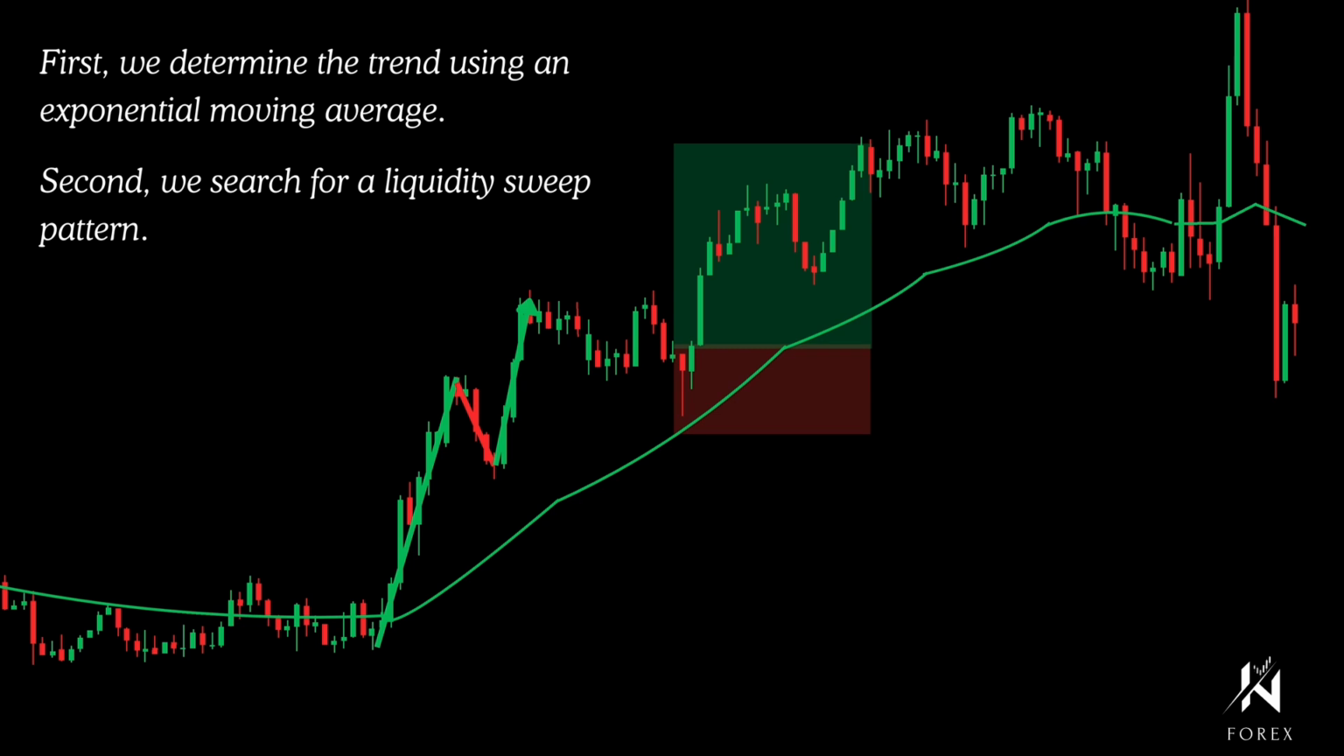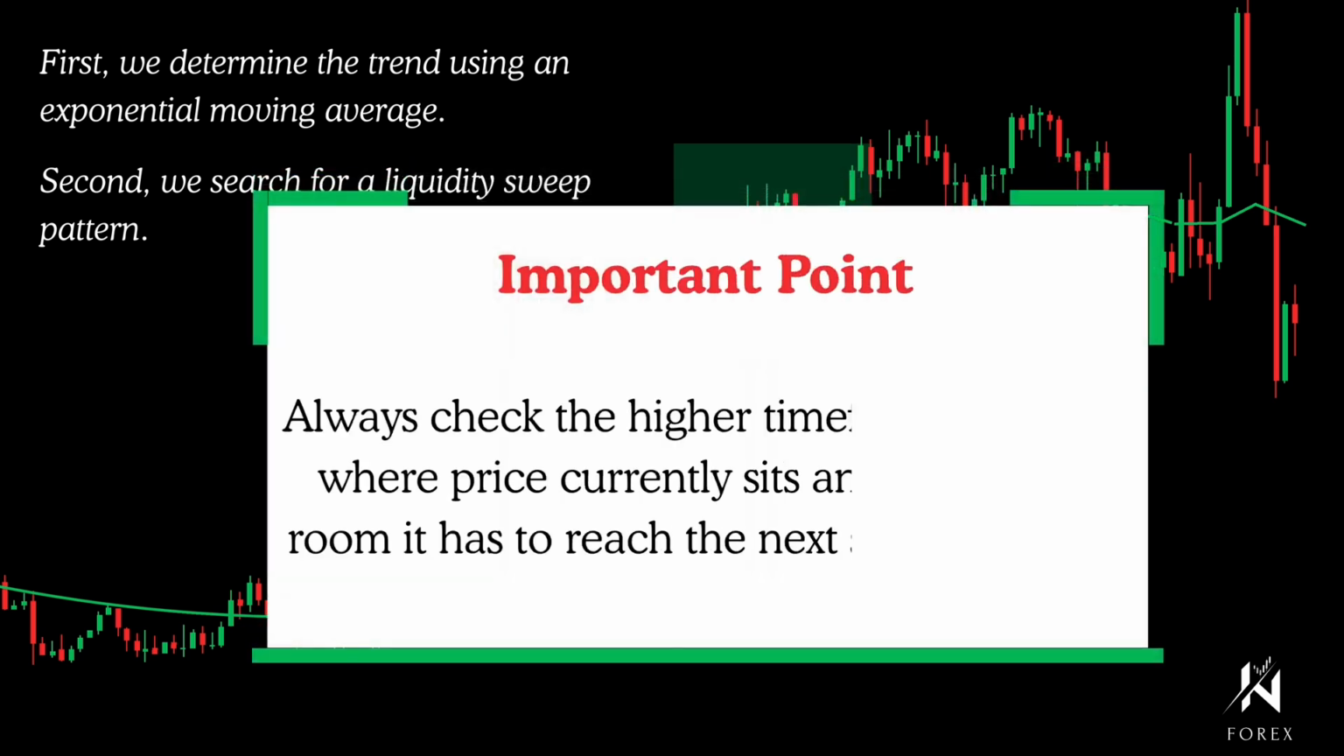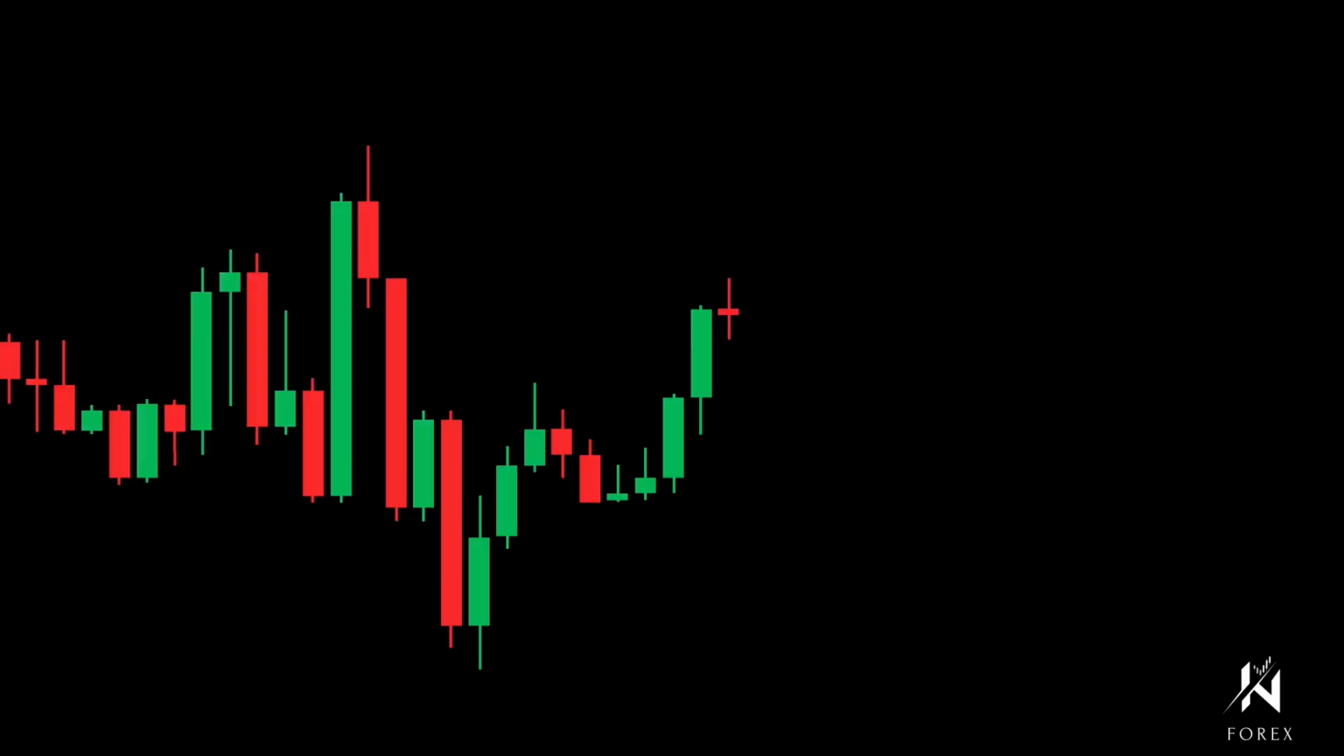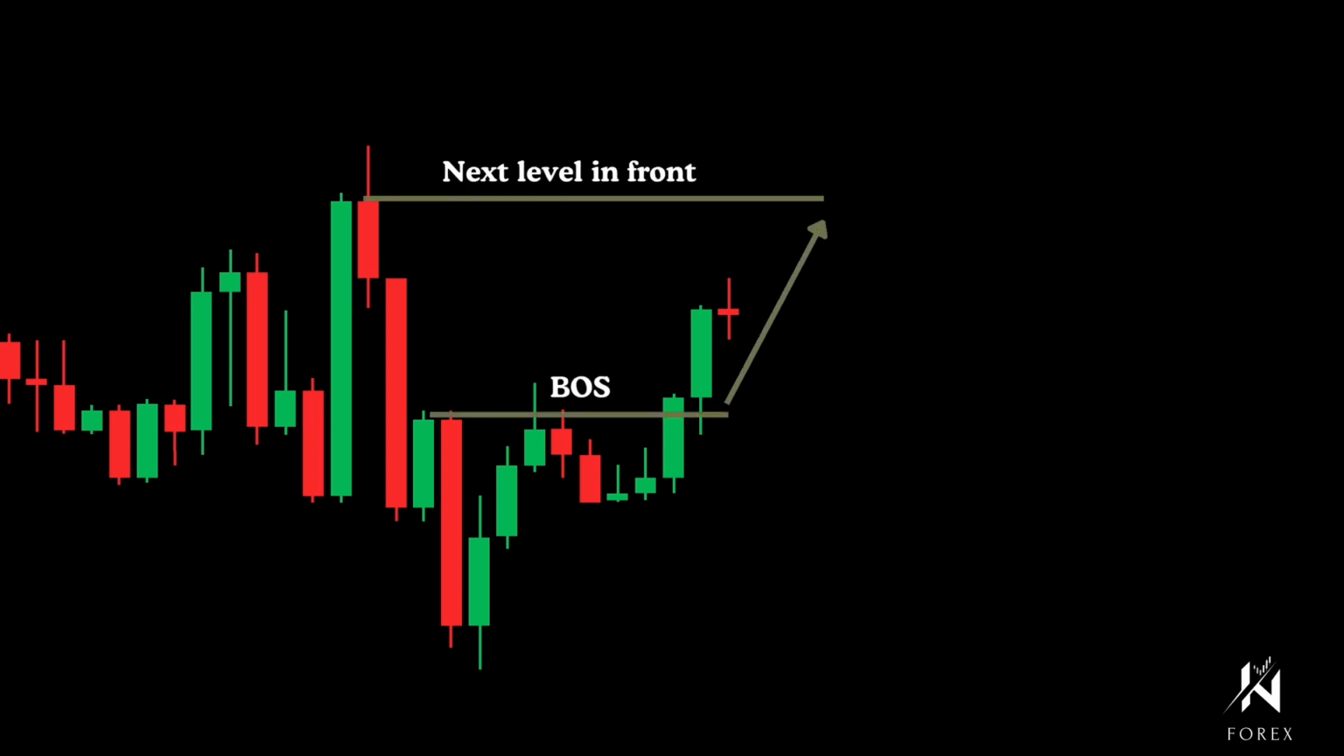Here's a critical tip. Always check the higher time frame to gauge where price currently sits and how much room it has to reach the next structure level. For instance, this is the same chart just before executing the trade. When we zoom out to the 1-hour time frame, we notice that price has recently broken structure to the upside and still has significant room to move before reaching the next structural level.